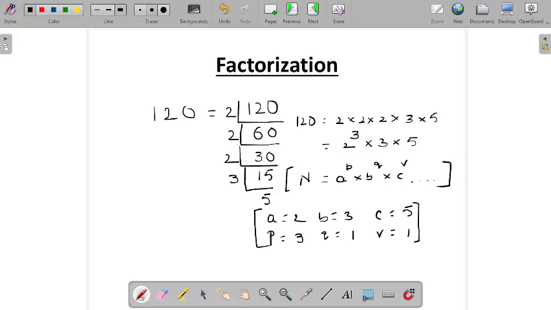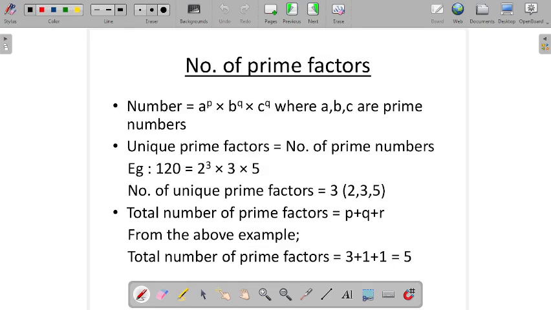First of all, for attempting this factors problem, we need to find factors in this manner. Next, to find prime factors, here we need to observe there are 2 types. One is unique prime factors and the other is total number of prime factors. In the unique prime factors, we need to mention how many prime numbers are there as factors. Here in this example 120, we have got 3 prime numbers, that means 2, 3, 5. So the answer is 3. So number of unique prime factors means 3.